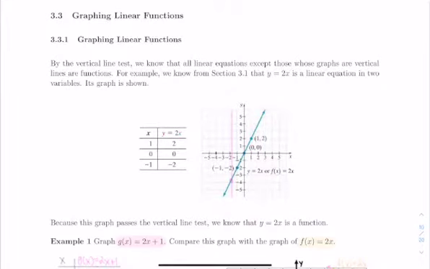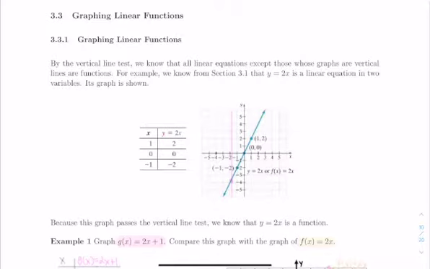In section 3.3, we talk about graphing linear functions. By the vertical line test, we know that all linear equations except those whose graphs are vertical lines are functions. For example, y equals 2x is a linear equation in two variables, and below you will see its graph. They just picked some random x values and plugged them in to find the corresponding y values. Because this graph passes the vertical line test, we know that y equals 2x is a function.